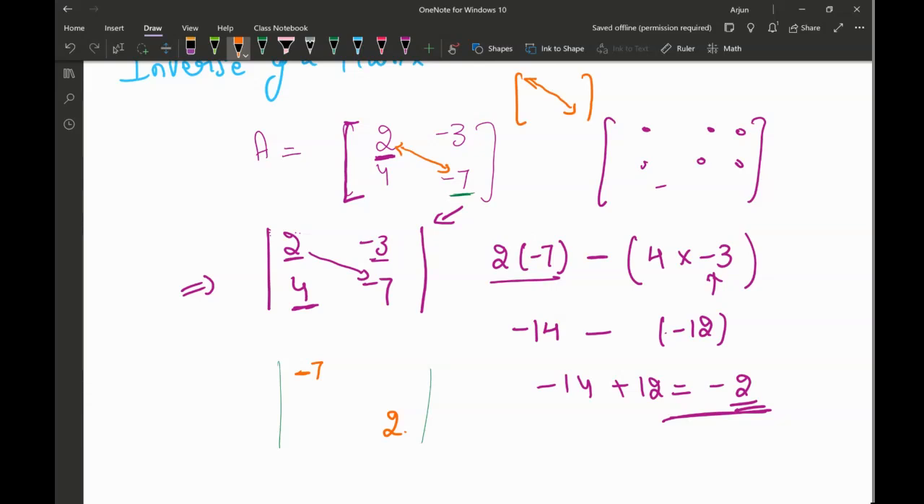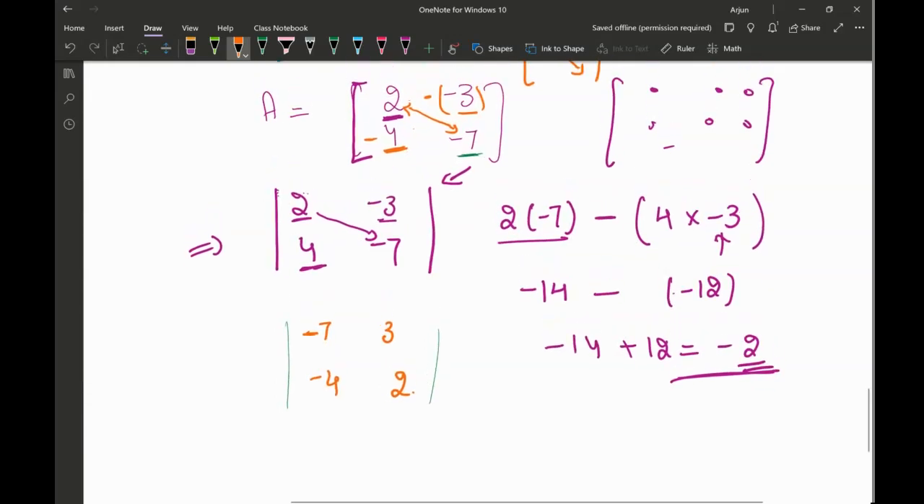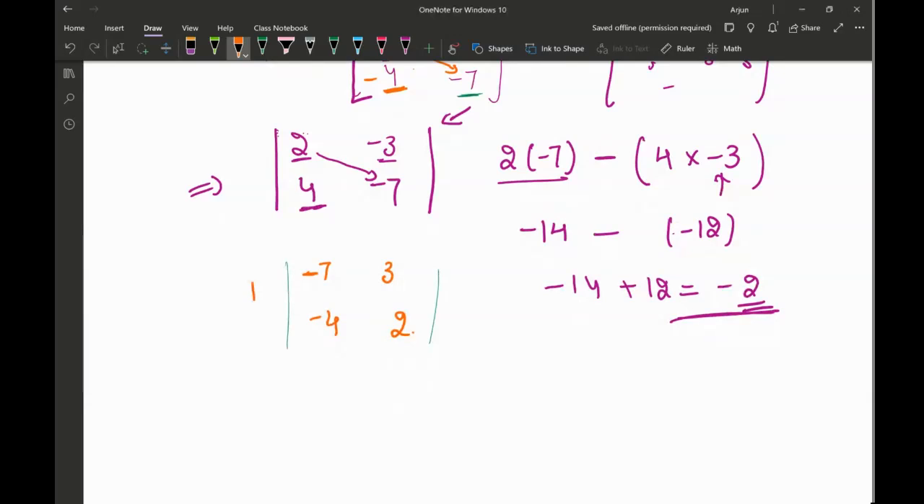Then for the leftover two elements, we will just multiply them by the negative sign. So negative 3 multiplied by a negative sign gives me a positive 3, and 4 multiplied by the negative sign gives me a minus 4. Now I will multiply by 1 over the determinant, 1 over minus 2, because the determinant which we figured out is minus 2. So 1 over whatever the determinant value is, I will multiply it with.